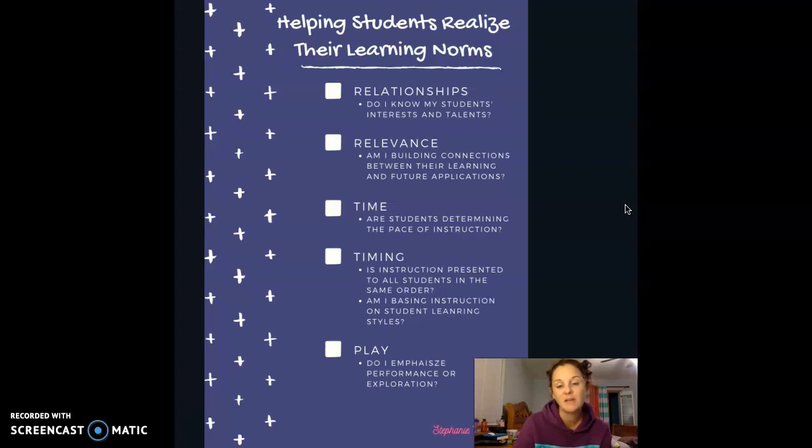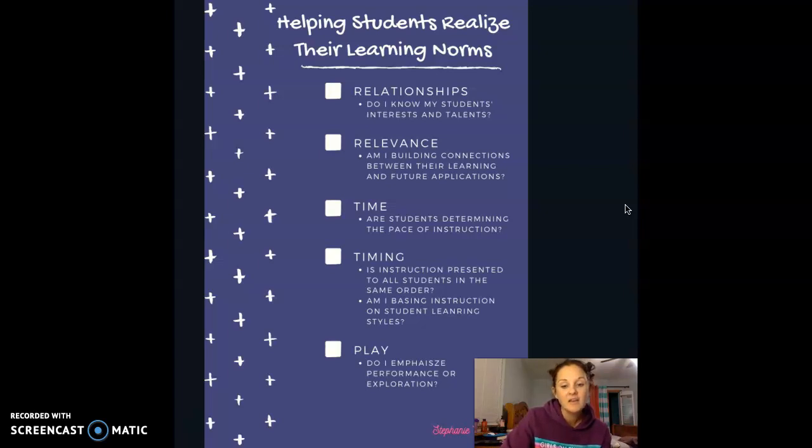Next is timing. Is my instruction presented to all students in the same order? Am I basing instruction on student learning styles? One question that the students should be able to answer is, am I learning in the best order for myself? By teaching the students these norms, they're going to be able to communicate with the teacher what they need to help them learn better.